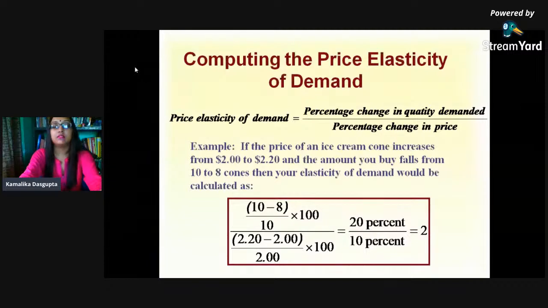Remember always that if it is a normal commodity like the one given in the example, ice cream, please do write a minus sign before the price elasticity of demand, because we all know that there is a negative relationship between demand and price. Whenever price increases, demand will decrease. So obviously the percentage change in quantity demanded will be negative, and percentage change in price will be positive. Negative divided by positive is negative. So always put a minus sign before the price elasticity of demand.